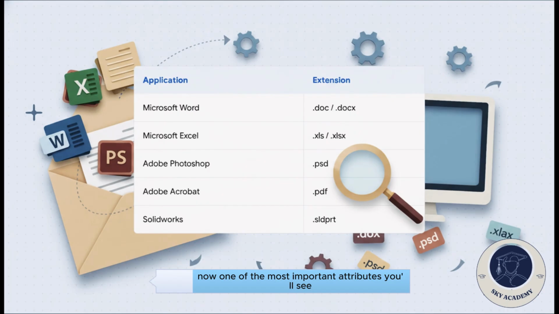Now, one of the most important attributes you'll see is the file's type, and that usually shows up as a file extension. That little part after the dot, like .docx or .pdf. That little tag is what tells your operating system what kind of file it is, and crucially, which program it should use to open it. It's basically a label that says, hey, you're gonna need Microsoft Word for this one.